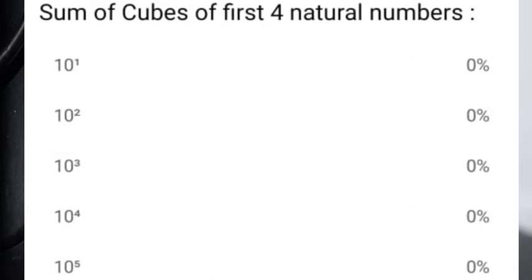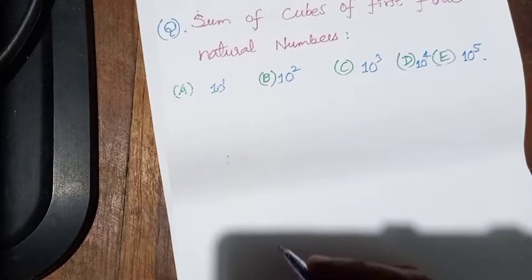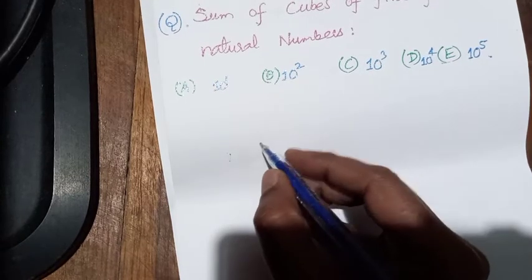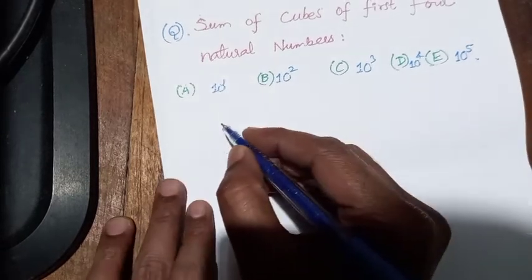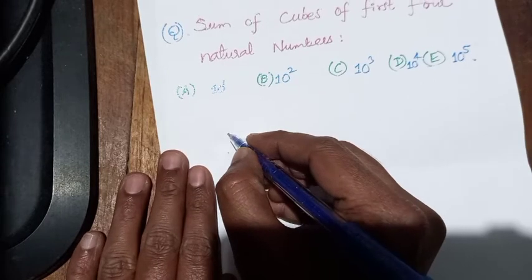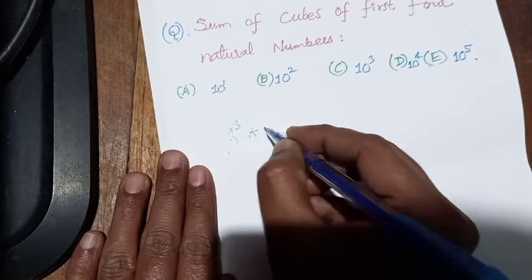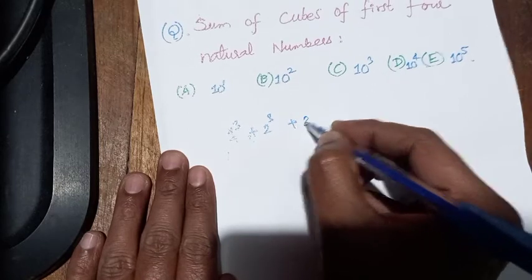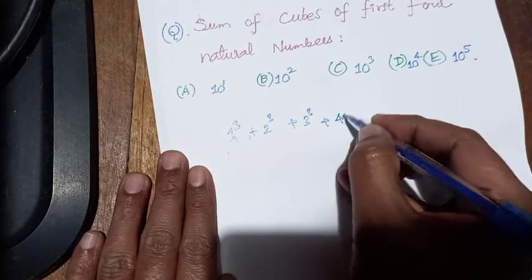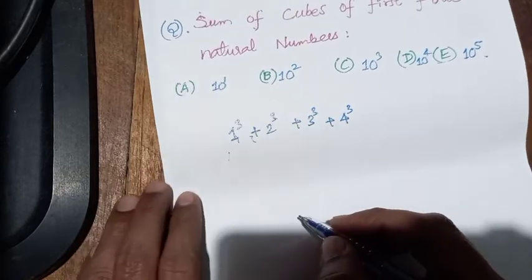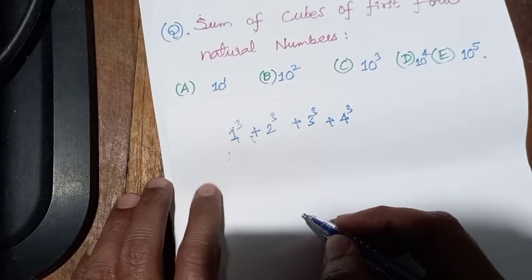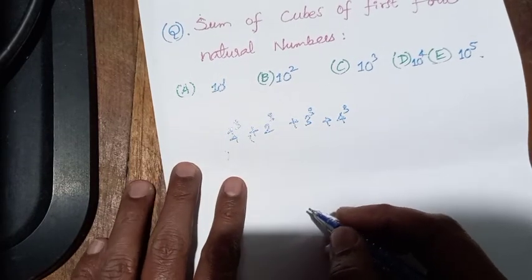Now method 1. Before that, the problem is nothing but the sum of cubes of first four natural numbers. Method 1 you can easily do. Here I can write 1 cube plus 2 cube plus 3 cube plus 4 cube, the sum of cubes of first four natural numbers.